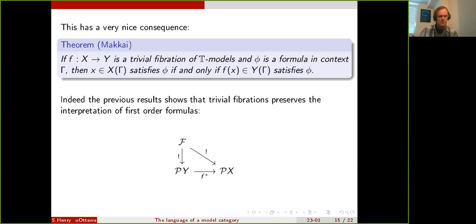So, the way I understand Makkai's work, this was the main result in Makkai, and that's why I use this notion of trivial fibration to define equivalence of models as a span of trivial fibrations, and do lots of other things based on this idea. But from this point, I will take a slightly different route.